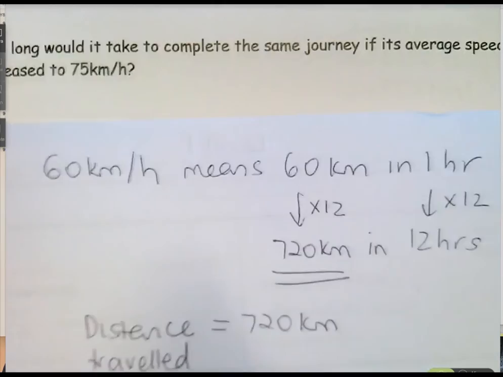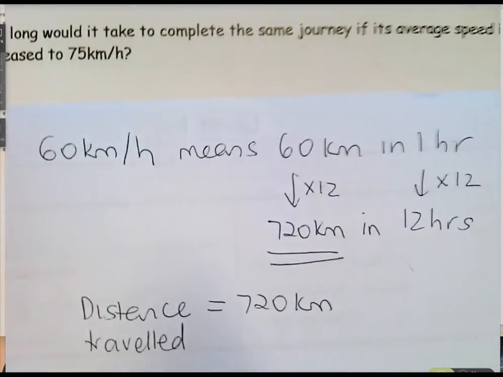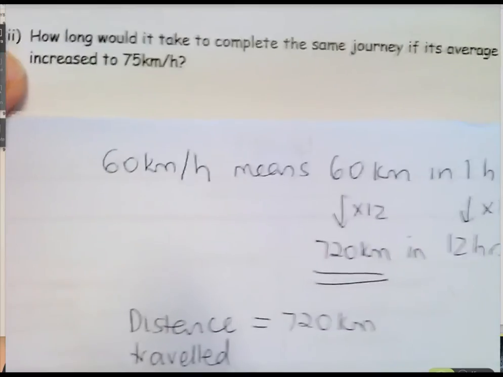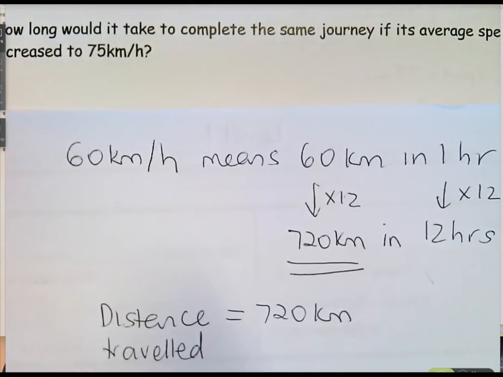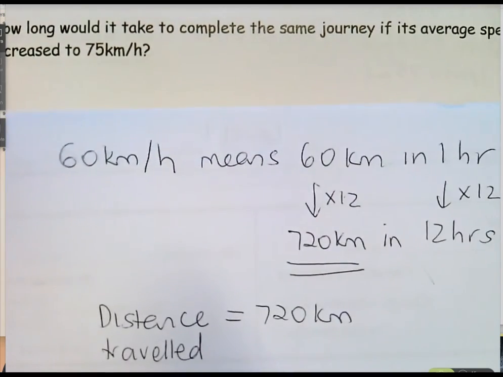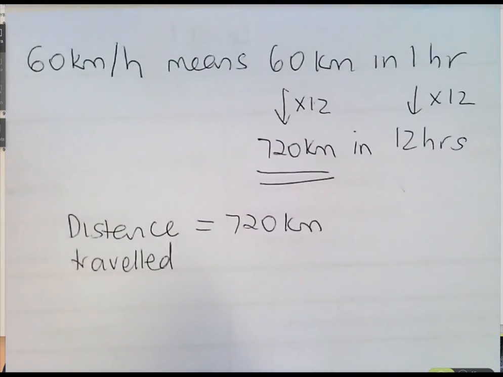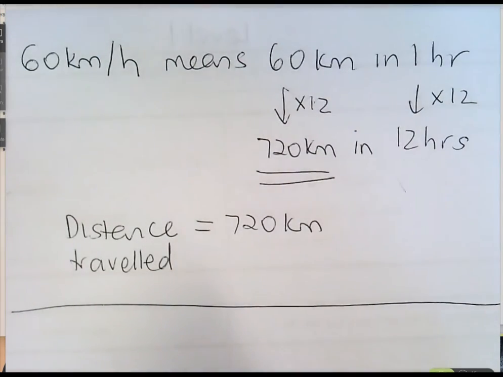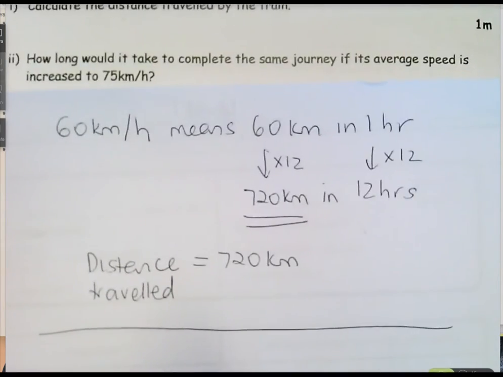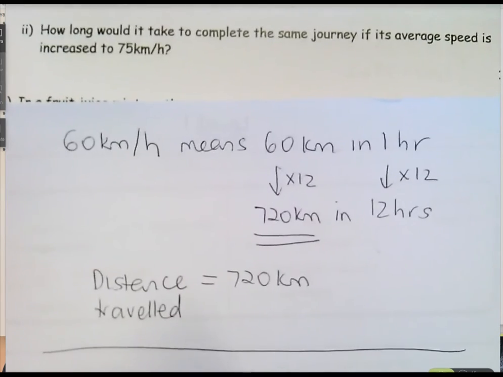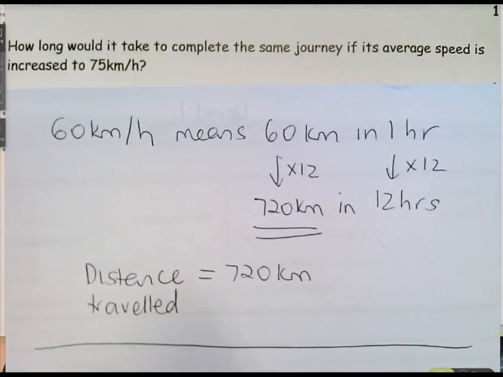Now it says, what happens if this train goes faster? What happens if the train decides to go at a speed of 75 kilometres an hour, how long is it going to take? Is it the same time? If it's travelling faster to travel the same distance, do you think it'll go quicker? Well, this train has to travel 720 kilometres, okay?